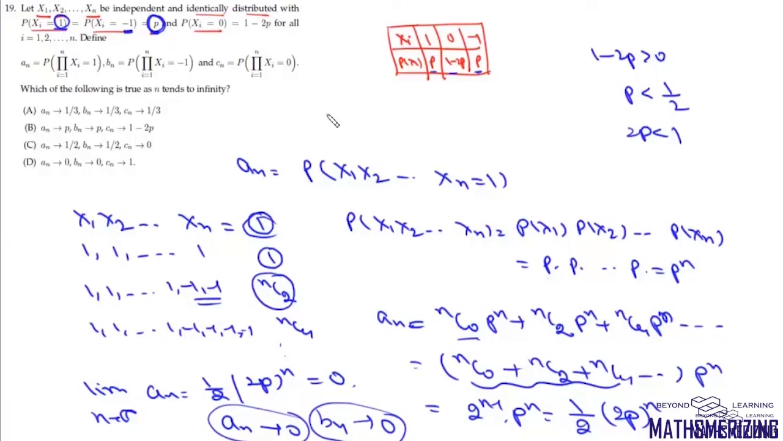Now we know that either this product will be plus 1, or this product will be minus 1, or this product will be 0. That means sum of an plus bn plus cn will be 1. Now limiting value of an and bn is already 0. So from here we can say limiting value of cn will then be 1. So answer to this question will be an tends to 0, bn tends to 0 and cn tends to 1, and that's your option number D.